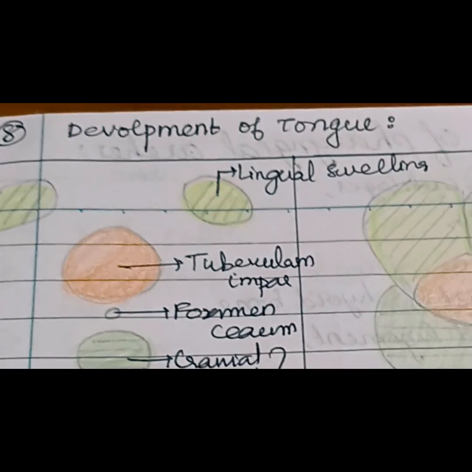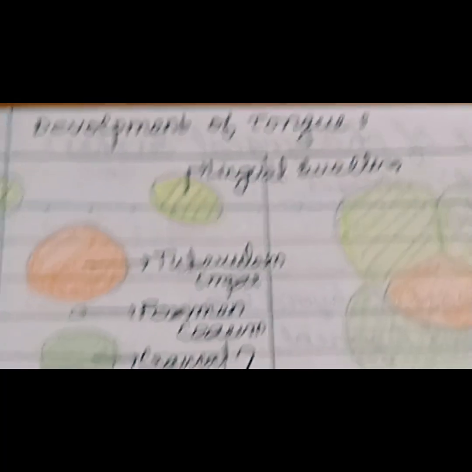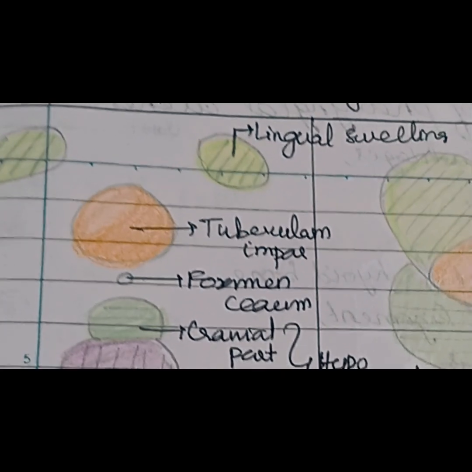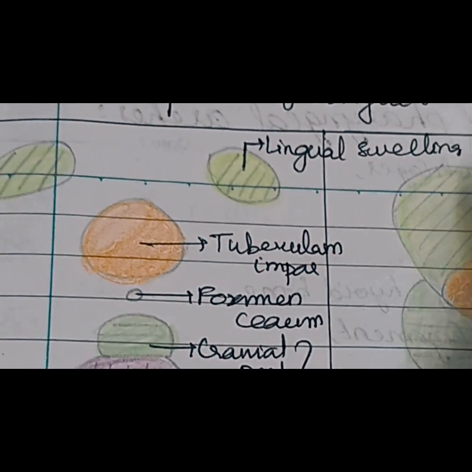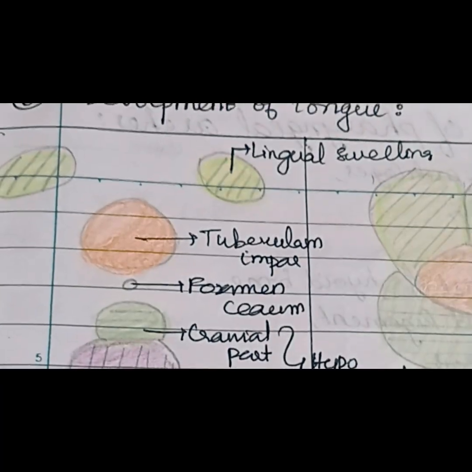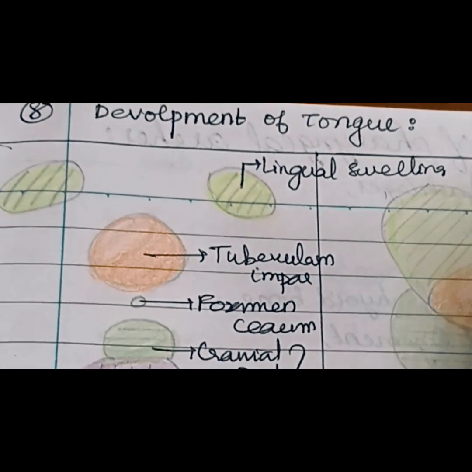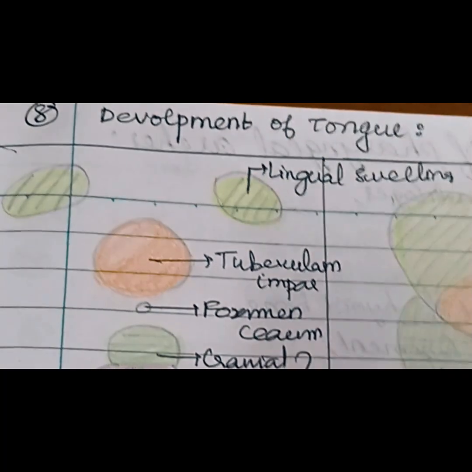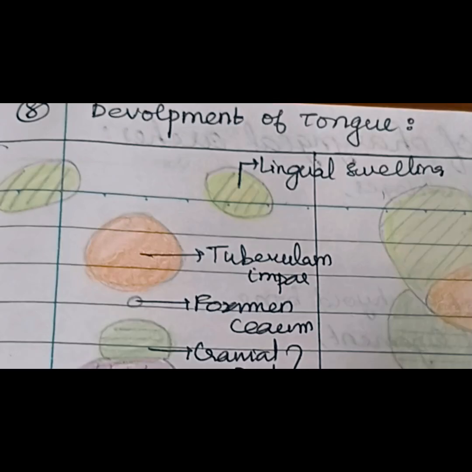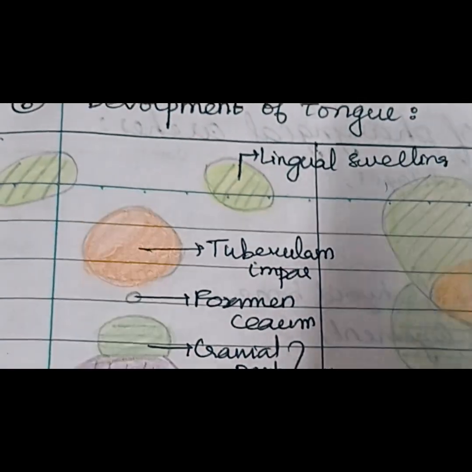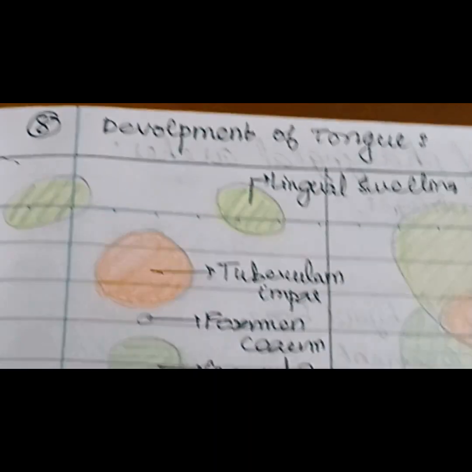Hello all, today we are here for the development of tongue. To know about development of tongue, you have to know about this diagram very particularly. This diagram shows the development of tongue that starts at the 4th month of intrauterine life. In this figure, when it comes to a 5-mark question, you have to write points as well as give equal importance to the diagram.